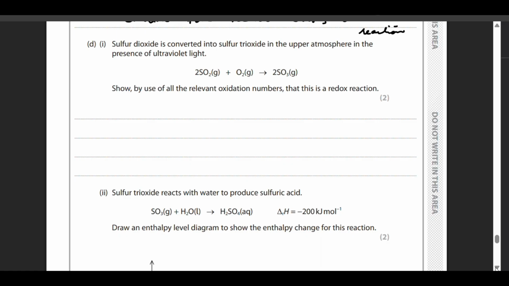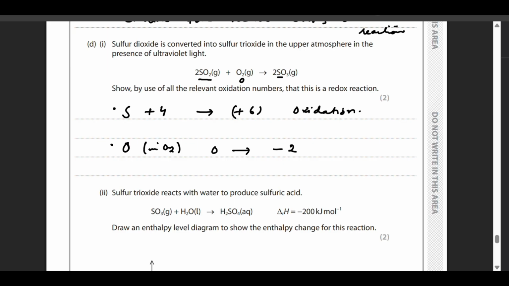Okay, now move on to part D. Sulfur dioxide is converted to sulfur trioxide in the upper atmosphere in the presence of ultraviolet rays. Show by use of all the relevant oxidation numbers that this is a redox reaction. Now you know that the reaction in which oxidation as well as reduction takes place is called a redox reaction. Here you can see that the oxidation number of sulfur in the reactant is +4 and it changes into +6. So oxidation number increases, it means the sulfur gets oxidized.